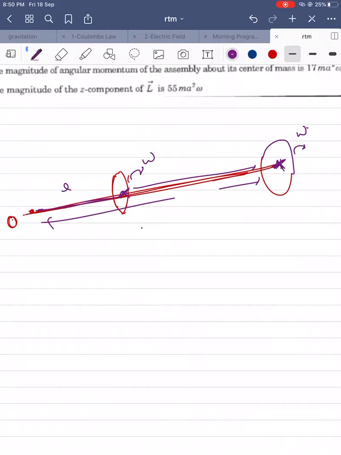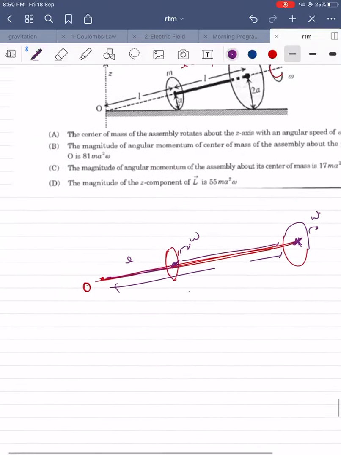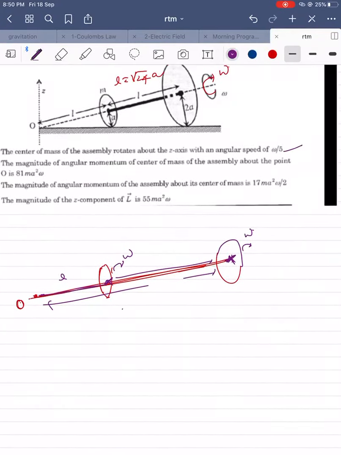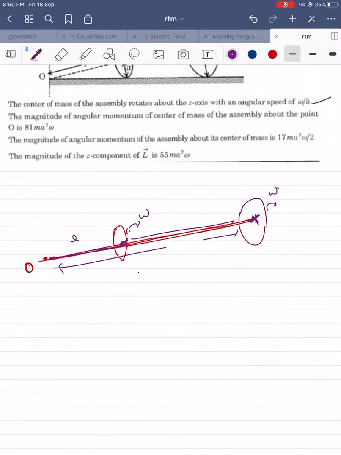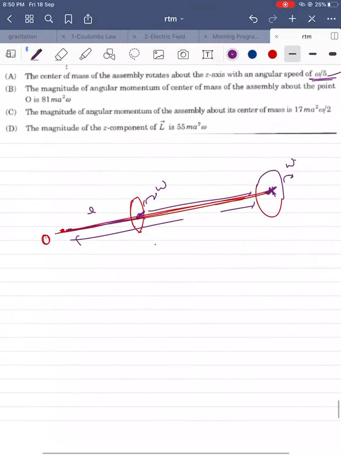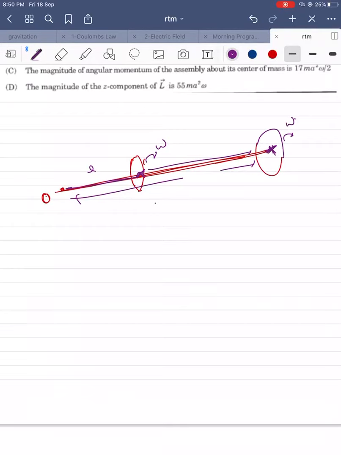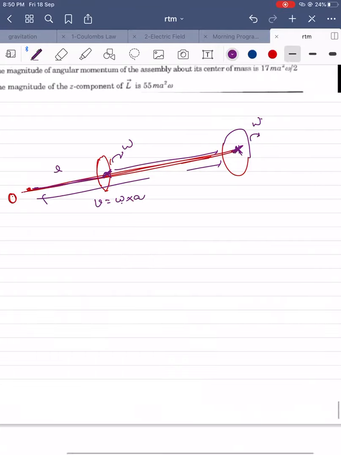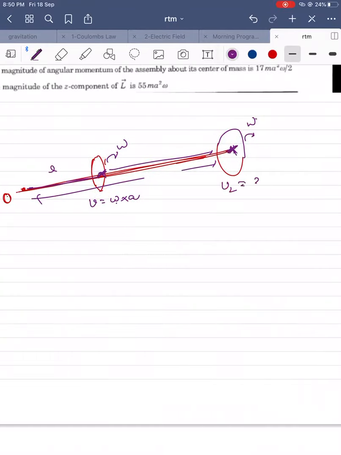Now we need to verify whether the options are correct or wrong. Let's see the first option: the center of mass of the assembly rotates about the z axis with angular speed of omega by phi. This is what the question asks, and we need to verify this. To verify it, we need the center of mass location. First, see the velocity: velocity here is equal to omega into a, and velocity at this place is equal to 2 omega into a.